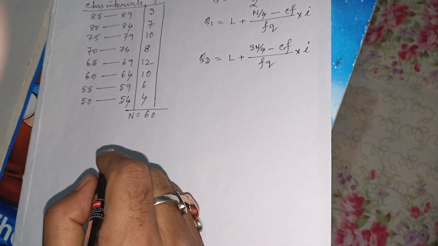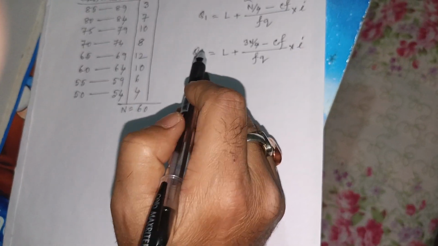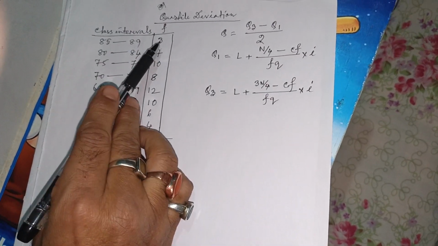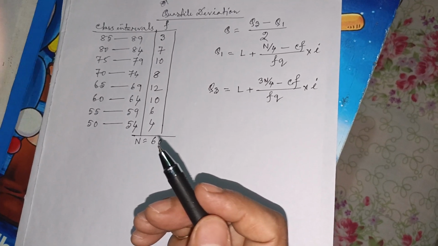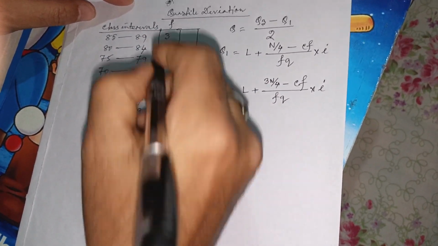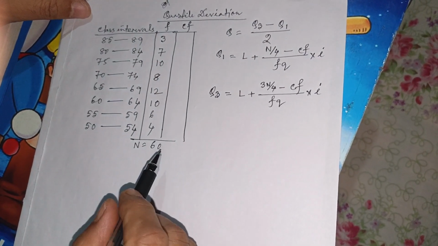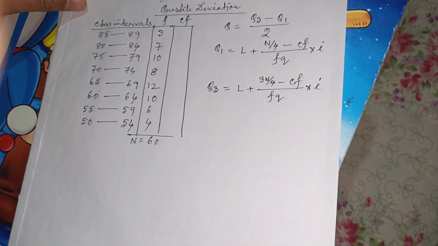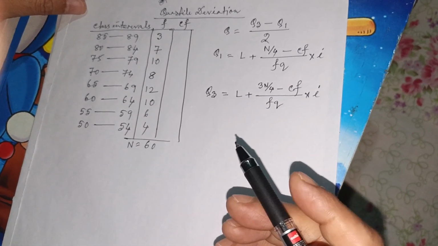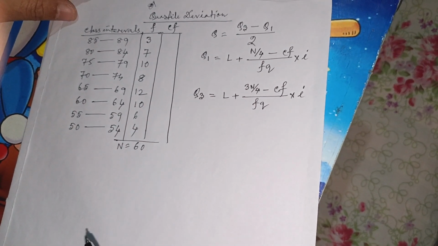So here, suppose first we will calculate the first quartile and third quartile. For that purpose, in the frequency distribution table, class intervals and frequencies are already there. So one more column you have to prepare, what we call the CF column. CF means cumulative frequencies. This column you have to prepare. After that only you can find out the first quartile, third quartile, then quartile deviation. So how to calculate CF, cumulative frequencies?